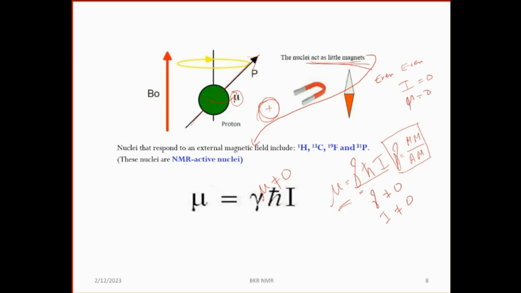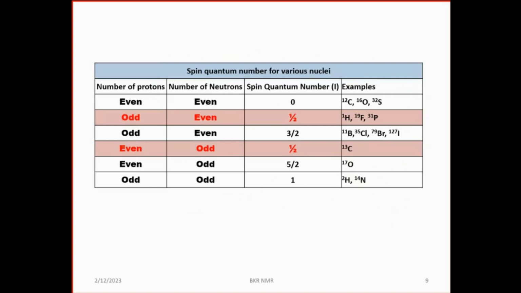This is the formula which I already discussed. When the number of protons and the number of neutrons are both even, the spin quantum number I will be equal to 0. When I is equal to 0, as we have seen, mu will also be equal to 0, and it becomes NMR inactive. That's all, very simple. So you can straight away rule these out. All the others, with I equal to 1/2, 3/2, 5/2, will be NMR active.